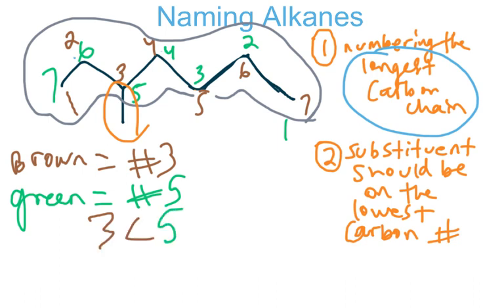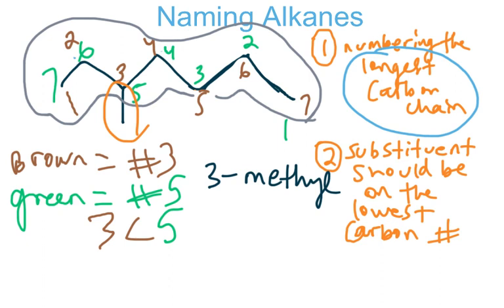This means that the correct way to number it is starting from left to right, because that makes you get the longest parent chain, as well as it makes the substituent on the lowest carbon number, which is 3. So now that we have that, we can name the molecule. The methyl substituent is on the 3rd carbon, so that's 3-methyl. And we know that from our previous videos, 7 carbons long.